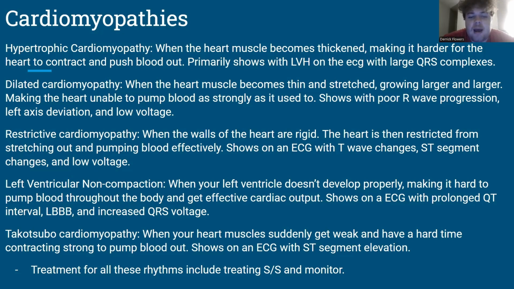Left ventricular non-compaction. This is when the left ventricle doesn't develop properly at birth, making it harder for the body to get effective cardiac output and push blood out. Shows on an ECG with prolonged QT interval, left bundle branch block, and increased QRS voltage. Takotsubo cardiomyopathy, aka broken heart syndrome. This is when your heart muscles suddenly get weak and have a hard time contracting strong enough to pump blood out. Shows on ECG with ST segment elevation. Treatment for all of these is manage signs and symptoms and monitor their EKG.